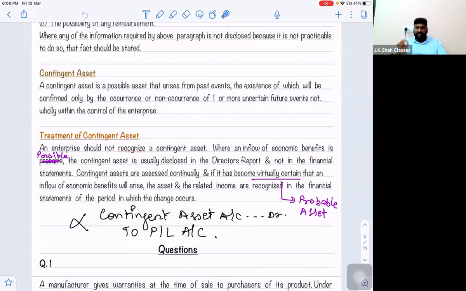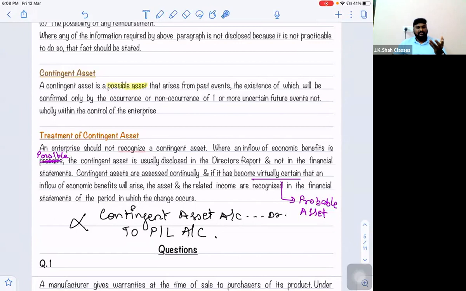Exactly the same definition as the contingent liability, with only one change: it is a possible asset. Correct? What treatment? Sir, no treatment only. You have to show it in the director's report. It will not come in the financial statements at all.